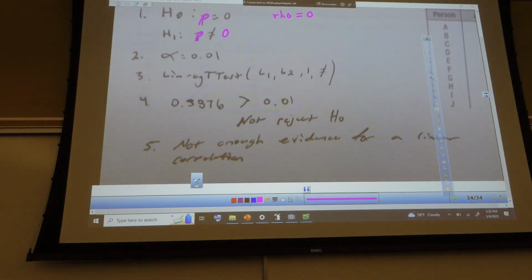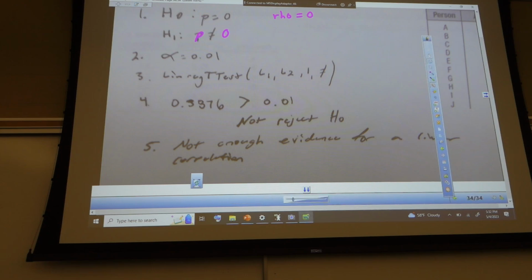So again, don't give me a P here. It has to be rho. You cannot give me something like that. No P's. It's got to be a rho, or you spell it out, rho. Okay, great. Continue. Alpha is equal to 0.01.